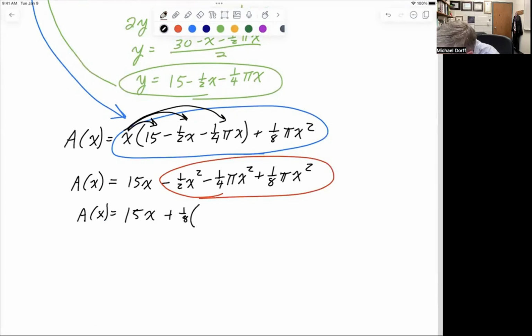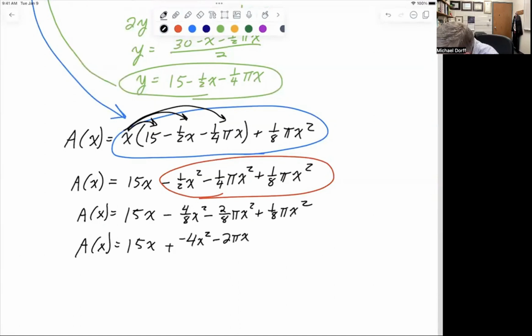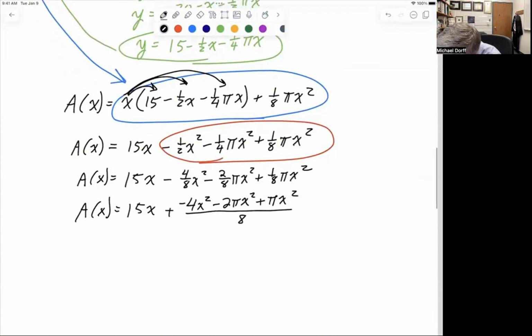Let me not write it that way. Back a little bit. It might be easier to see it this way. So I want to get everything in terms with an 8 there. So I'm going to have minus 4/8 x squared minus 2/8 pi x squared plus 1/8 pi x squared. And then I'm going to put the 8 in the denominator. And so I'm going to have minus 4x squared minus 2 pi x squared plus pi x squared over 8. And I'm going to do just one more simplification here.